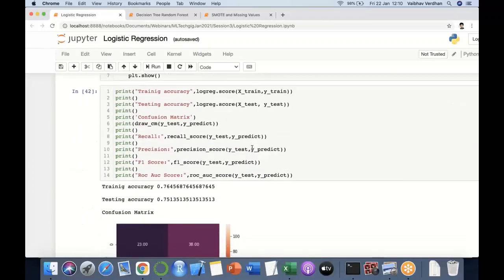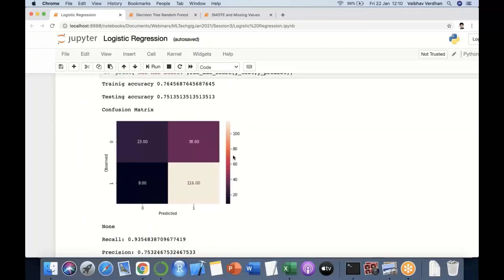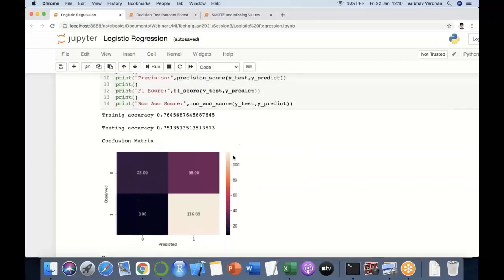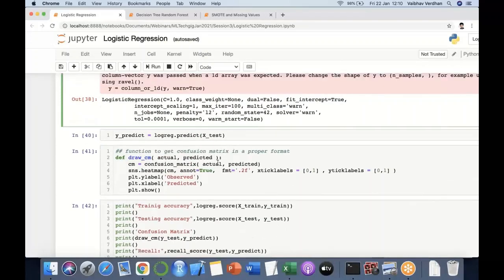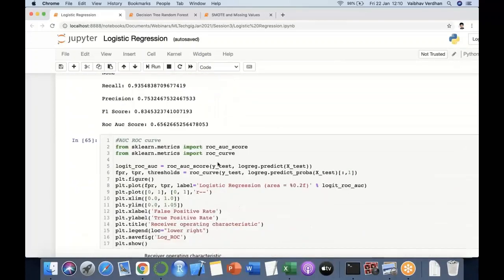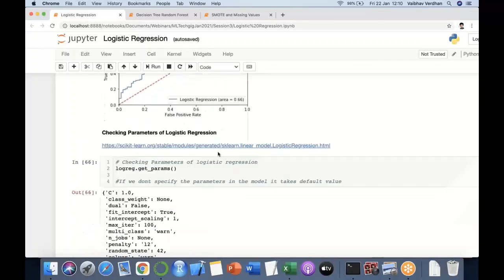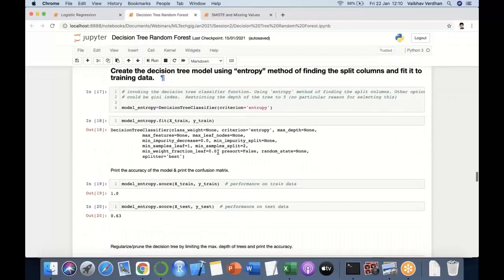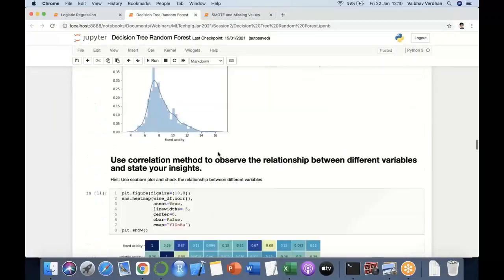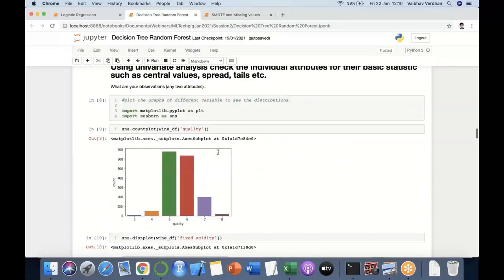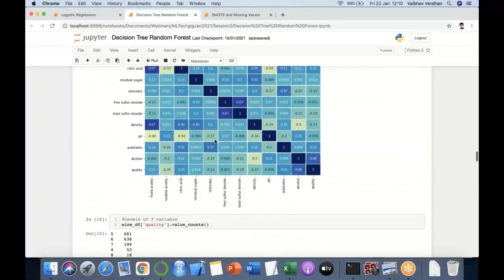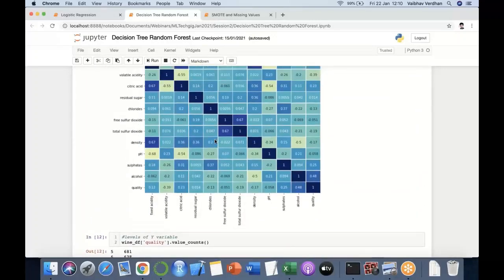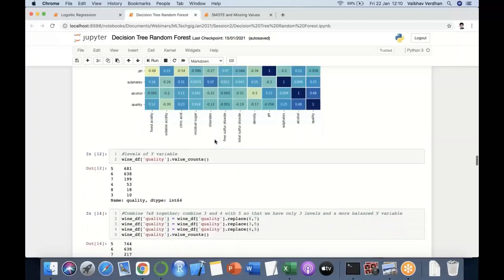This is the confusion matrix which we were discussing earlier. You can use this code to draw your confusion matrices. This is your ROC curve. Similarly, you can have your decision tree. We have seen this code last time, or a part of it, the EDA and all of that. This is the correlation matrix. The correlation matrix will tell you the correlation between all your independent variables.